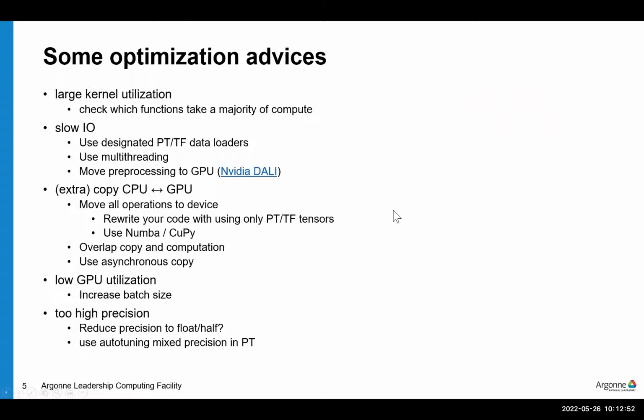There are some common problems and some common solutions to optimization that are good to have in mind. The third thing you can see in profiling is large kernel utilization, which usually means good things, that you do everything well.